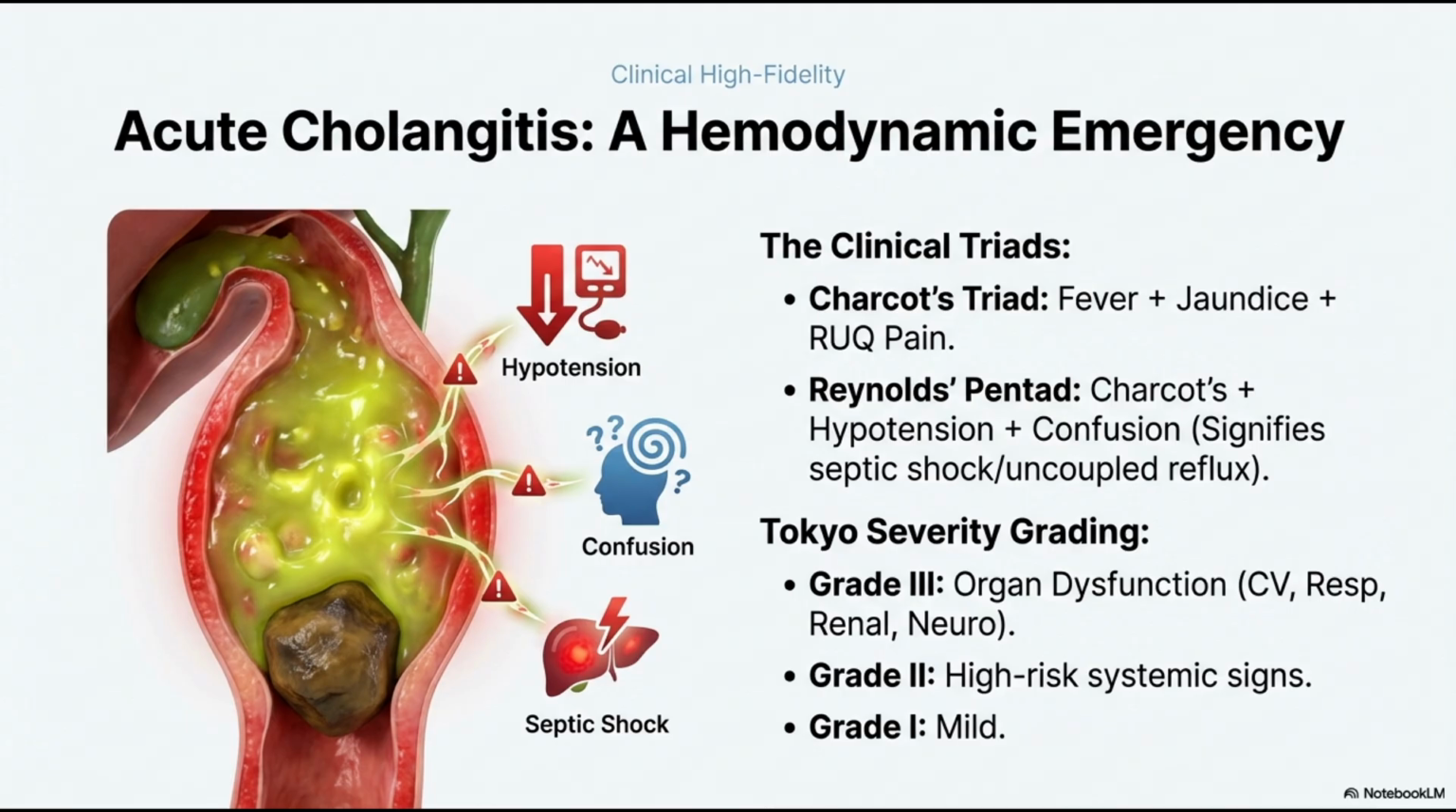And finally, grade 1, mild. No organ dysfunction, no high-risk signs. They meet the criteria for cholangitis, but they're stable. What's the plan for them? You can try antibiotics first. If they don't improve in 24 hours, then you drain.